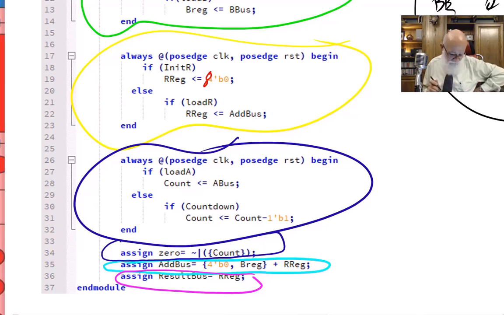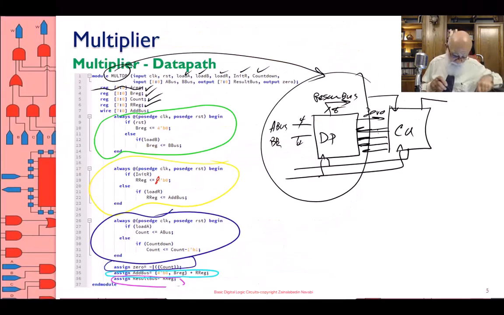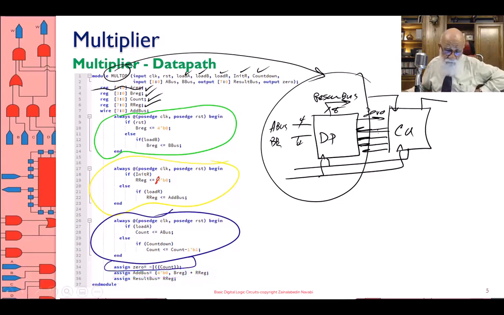Okay, line 36 says assign result bus equal to reg. If you want to see it better, this is the line above it, and this one is the... okay.